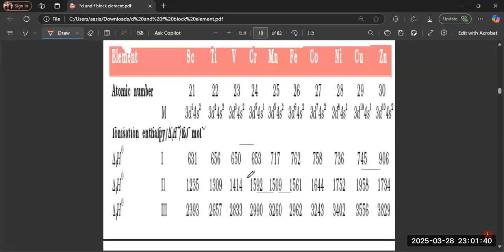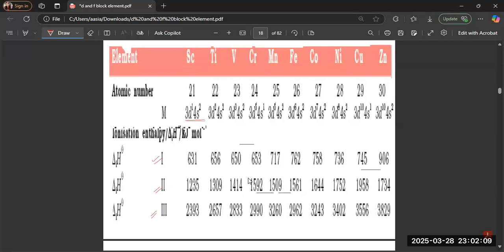See here, some examples of elements are given. Scandium, atomic number 21, has the electronic configuration 3d1 4s2. For titanium, it is 3d2 4s2. And here are the first, second, and third ionization enthalpies. So let's see one by one.